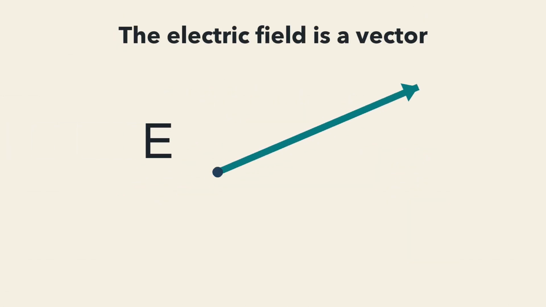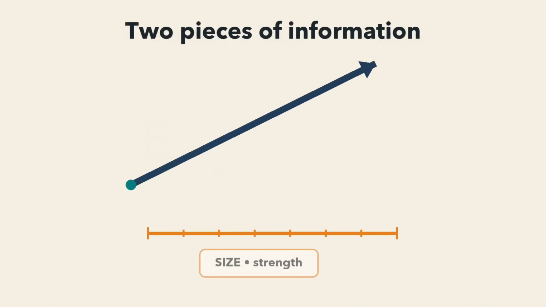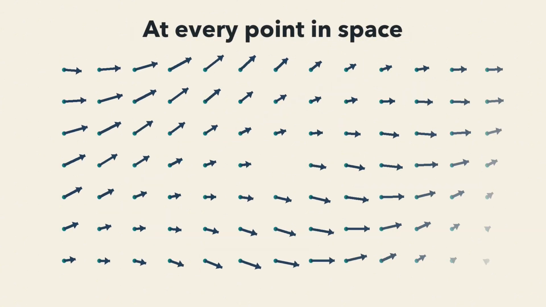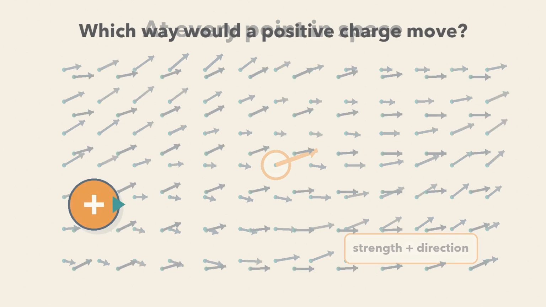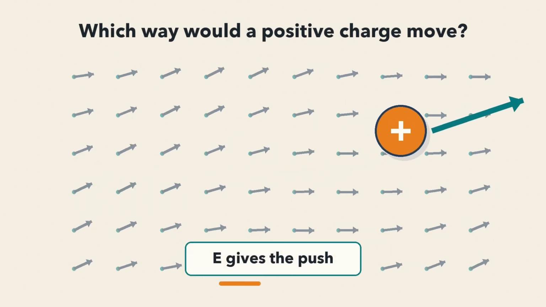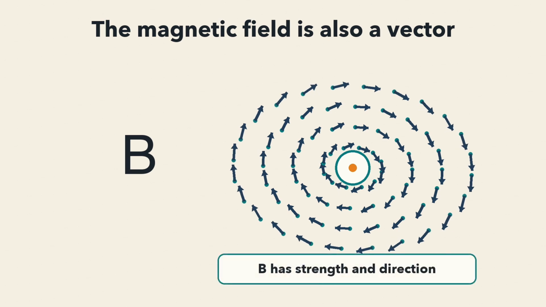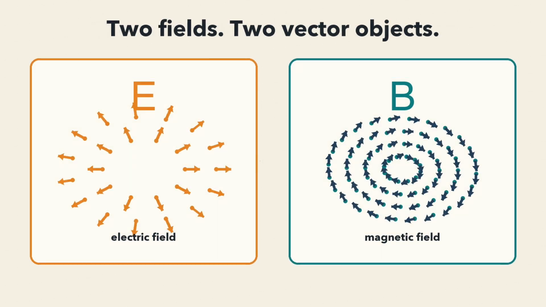An electric field is written as a vector, usually called E. A vector has both size and direction. So, at every point in space, the electric field tells us two things: how strong the field is and which direction a positive charge would be pushed. A magnetic field is also a vector, usually called B. This gives Maxwell two major mathematical objects, the electric field E and the magnetic field B.